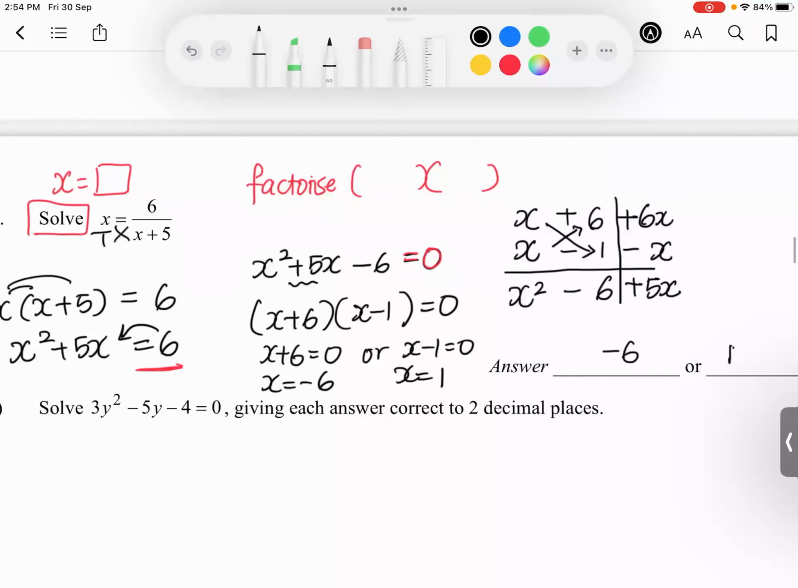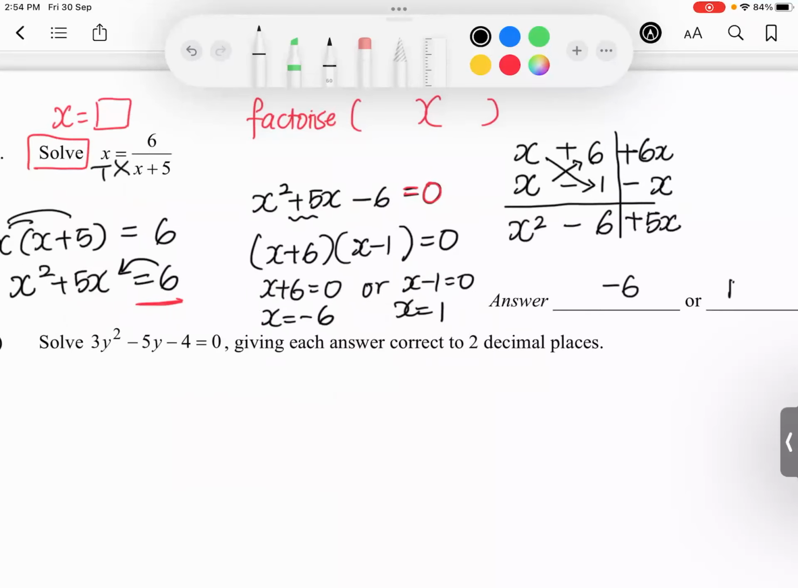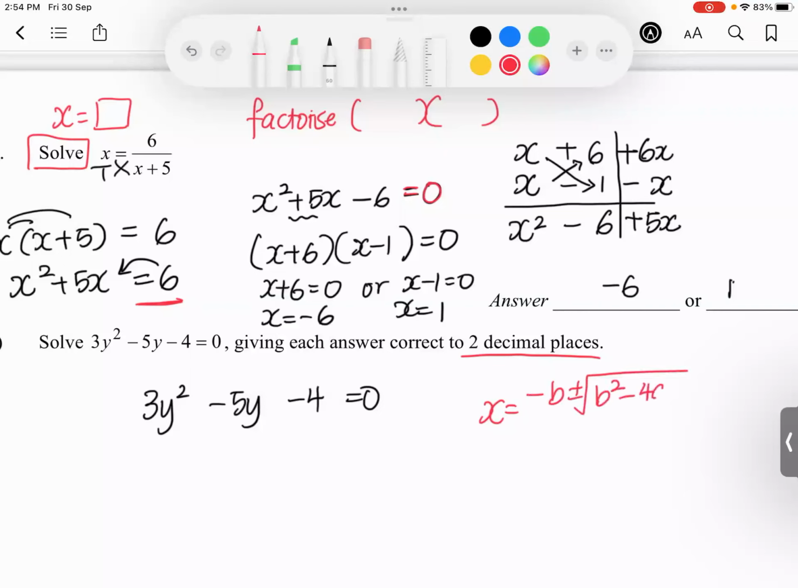Okay, next question. Now, this question over here gives you the clue already. Again, it's in terms of x squared, x and number. 3y squared minus 5y minus 4 equals to 0. Giving your answer correct to 2 decimal places. So this is telling you cannot factorize, need to use the formula. What is the formula? X equals to negative b plus minus square root b squared minus 4ac over 2a.